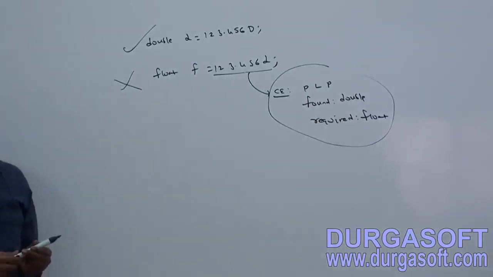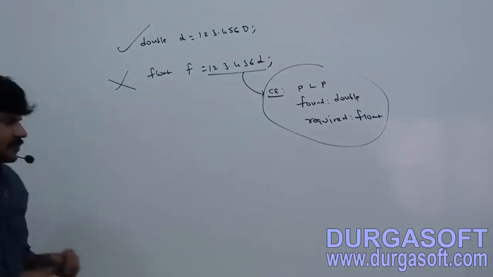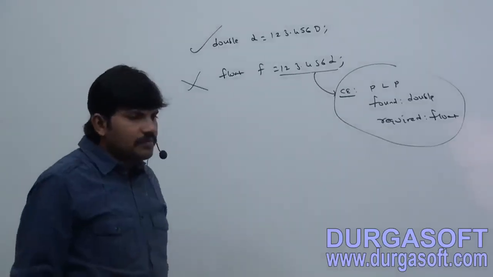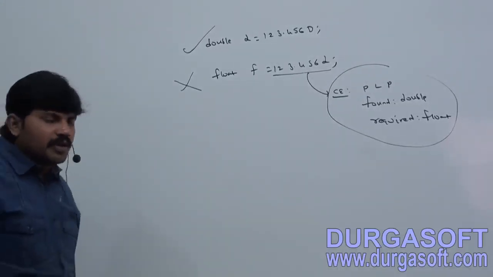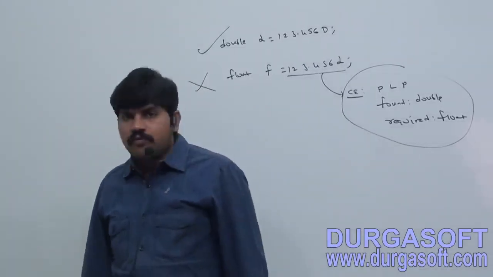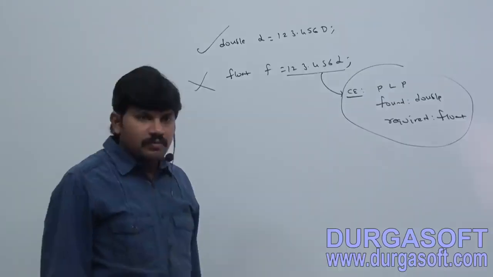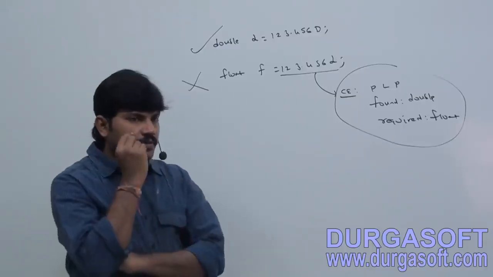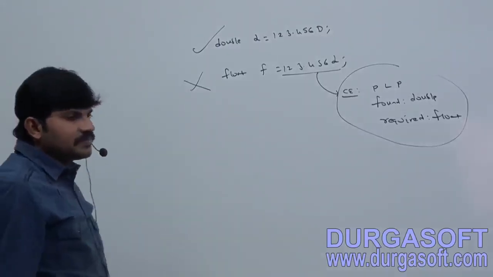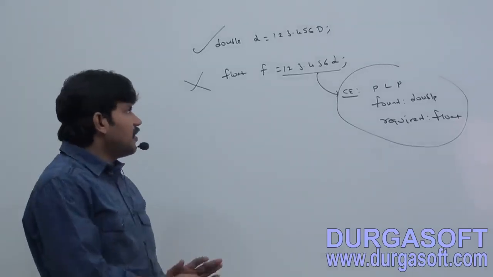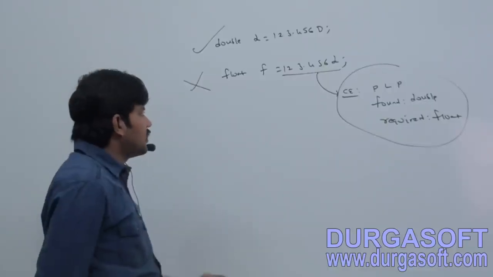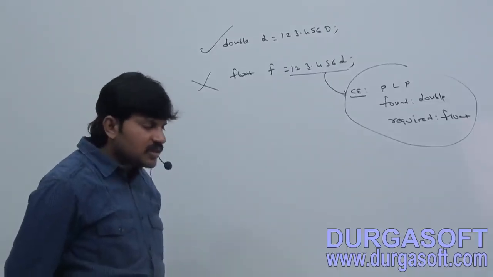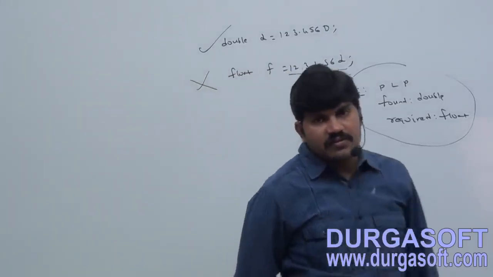We can specify a floating point literal explicitly as a double type by suffixing it with small d or capital D. Of course, this convention is not required.